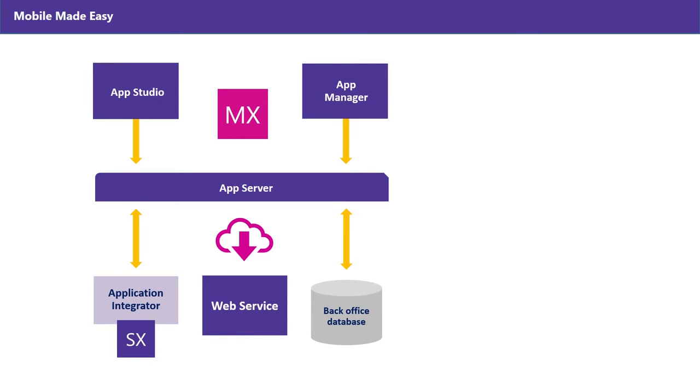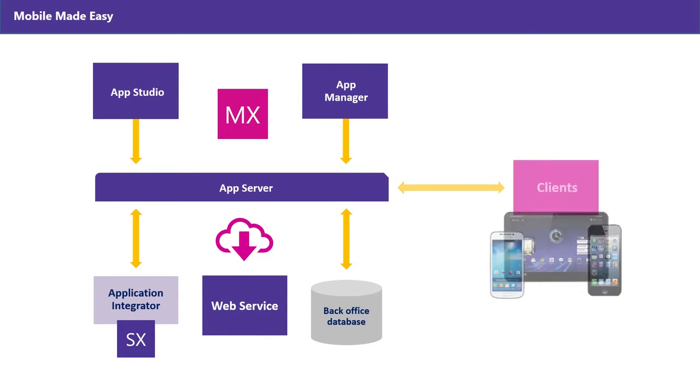Once applications are ready, they can be deployed as required to multiple users via the MX clients, which can run on Windows PCs and phones, Android devices, Apple smartphones and tablets. These clients can download data from back-office systems via the App Server, edit and store data locally while offline, and then sync the data back to the office when connectivity is available.